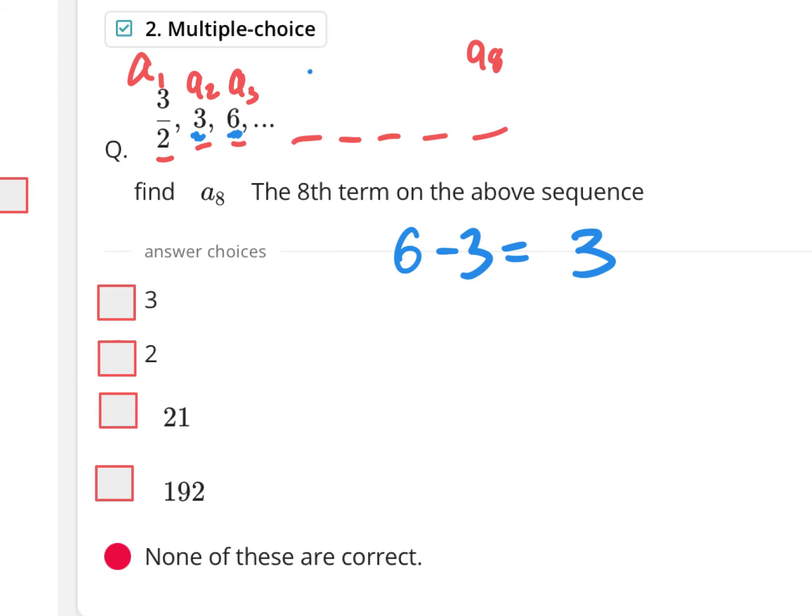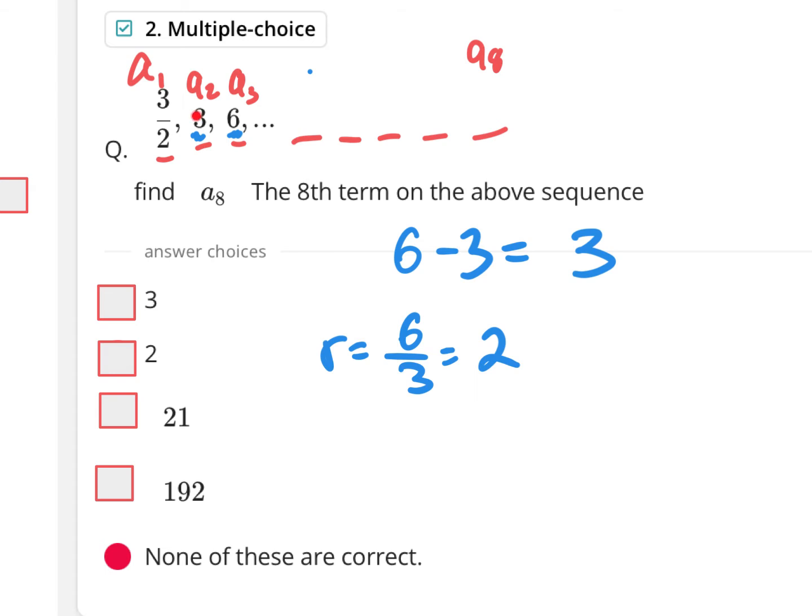Okay, so it looks like it's geometric. Let's actually try it. Let's take the 6 and divide by 3. Okay, writing it down, 6 divided by 3, that is the answer 2. Now the question is, is 3 divided by 3 halves also 2 in order for it to be a common ratio, right? Because again, we're checking to see if it has a common ratio.